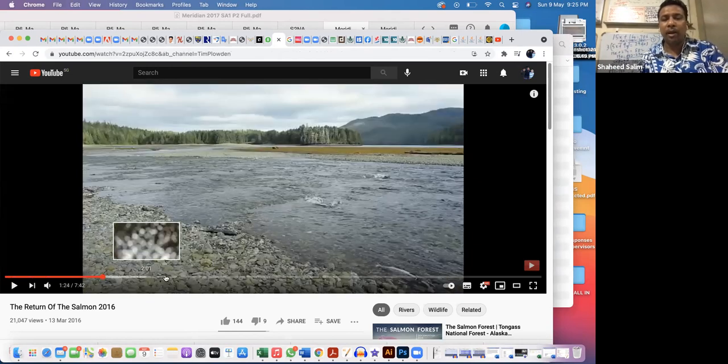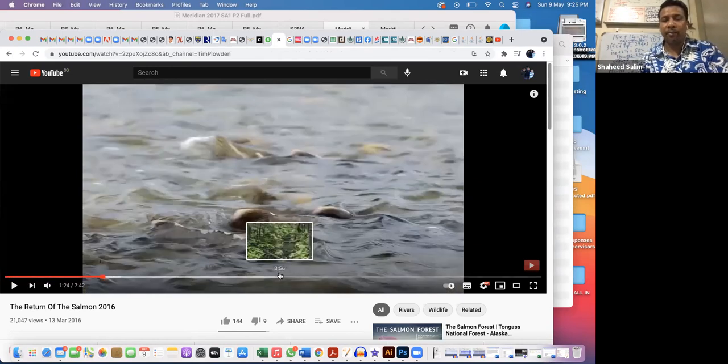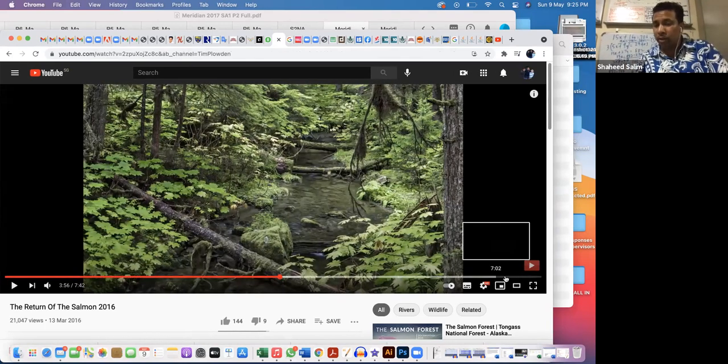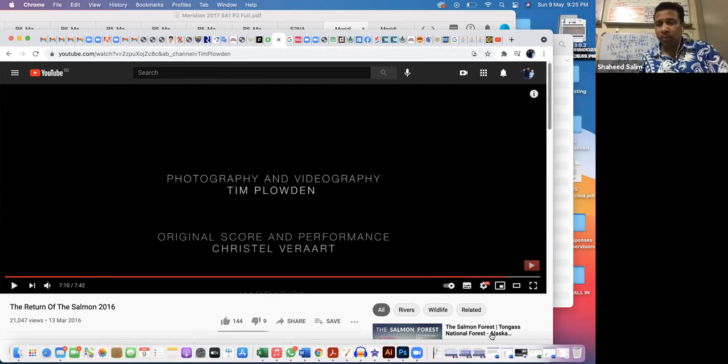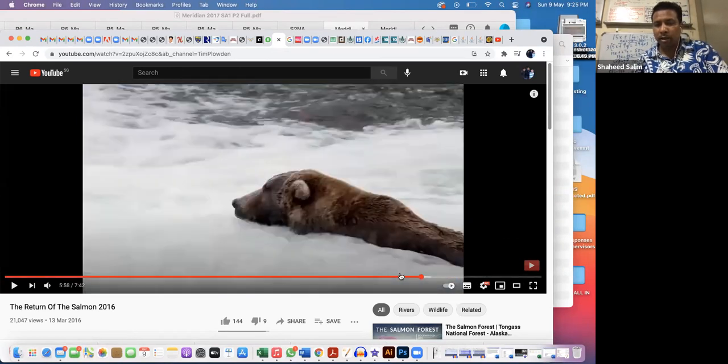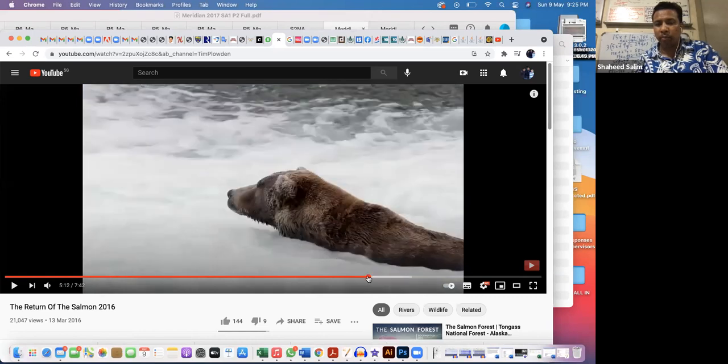And one of the nicest things at the end, when they come back, they go up a waterfall, you know. I do not know. Have you seen that before? Okay, let me see. I'll just show you. Down here, they have to sometimes go up a waterfall. And the last journey, the bears are all waiting for them to eat.